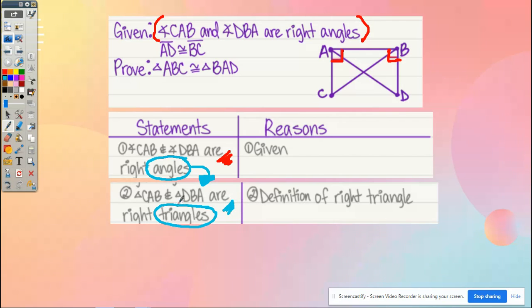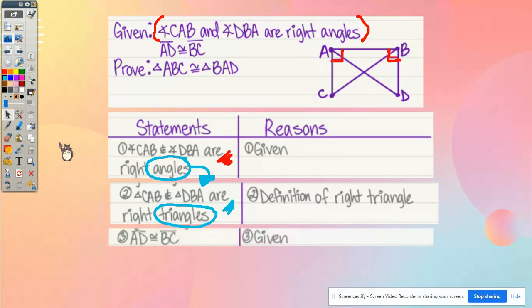So just to show you what I did in step 2, I now formed that this triangle right here that I'm tracing over is a right triangle. And the second one that I'm about to trace over is also a right triangle. Okay, now let's go to our next step.